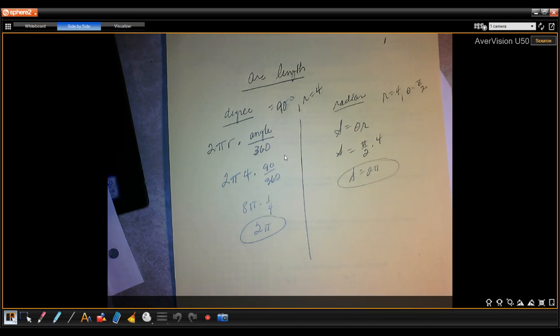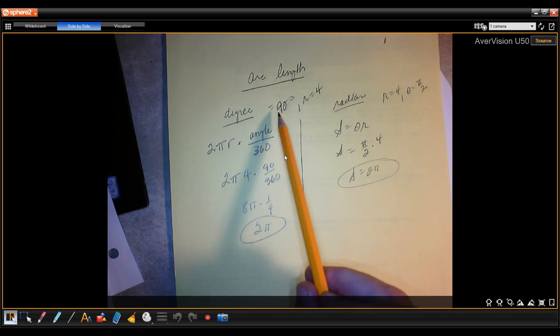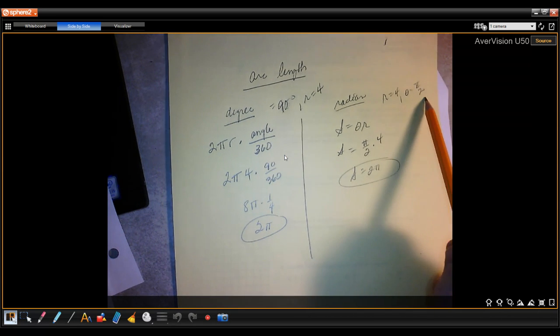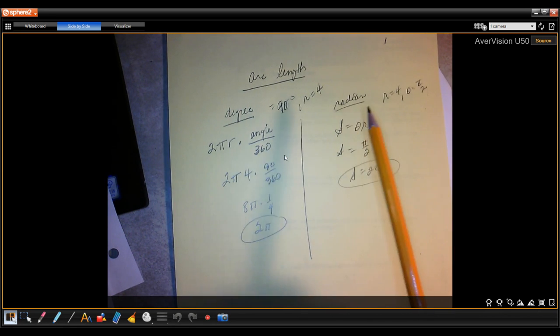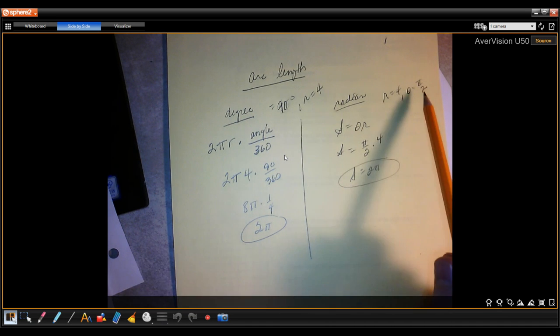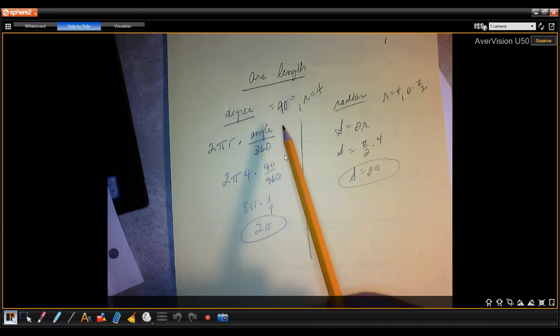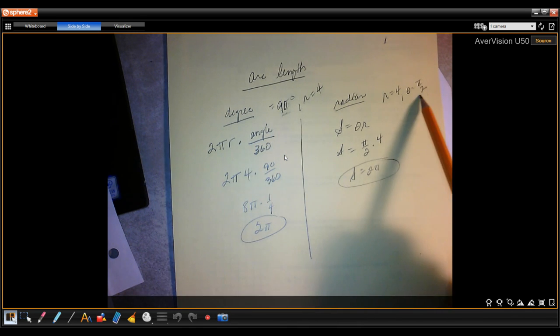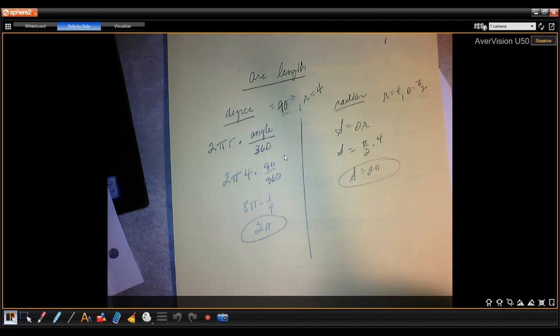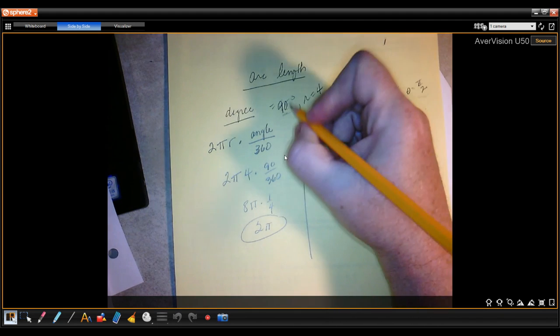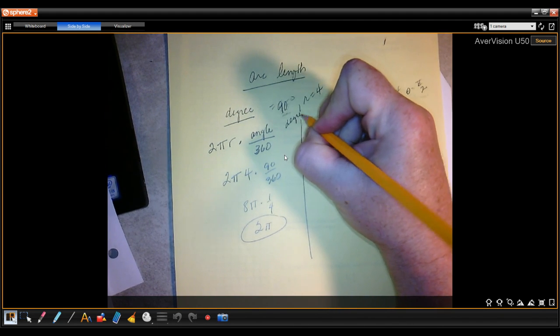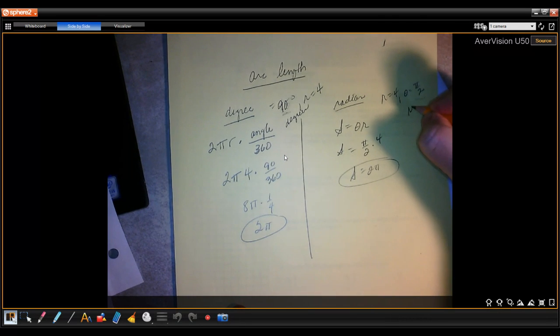Okay, so it's the same information. This is just in degrees. This is in radians. But yesterday we talked about radians being the measure of the angle in terms of the length of the arc for that measure of the angle. So 90 degrees and pi halves are the same thing. One's in degrees, and this one's in radians.